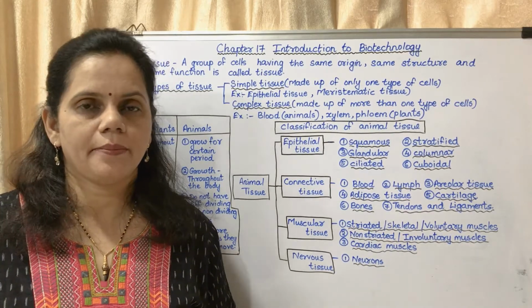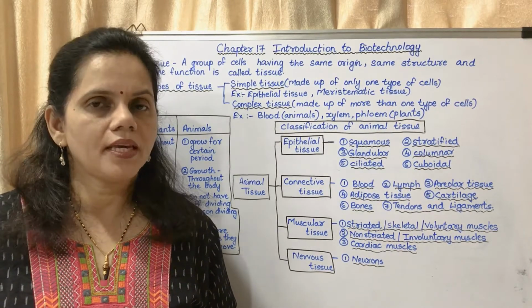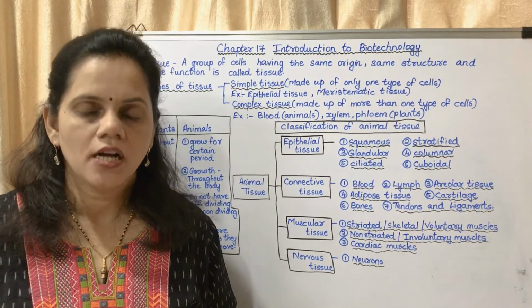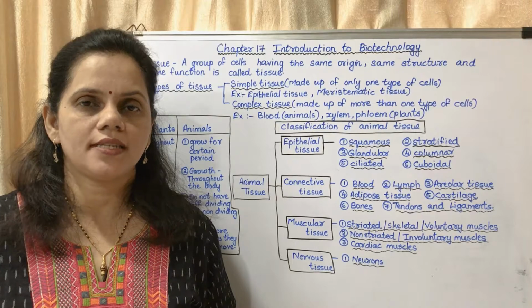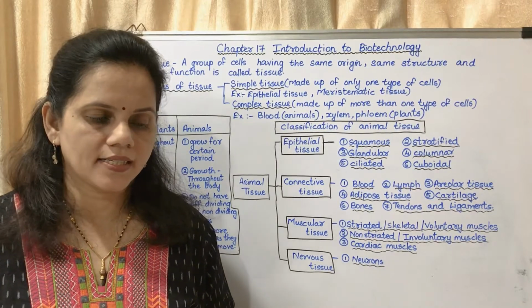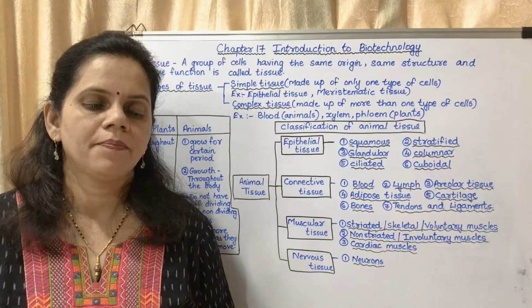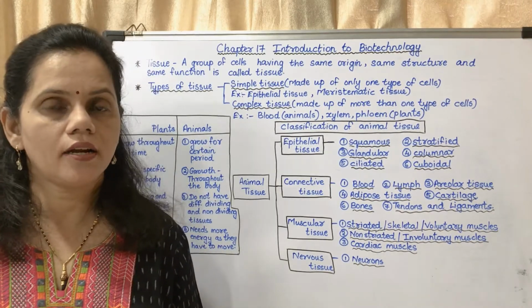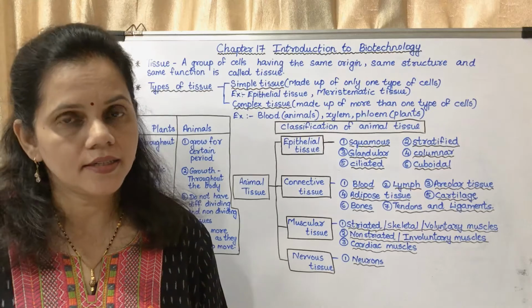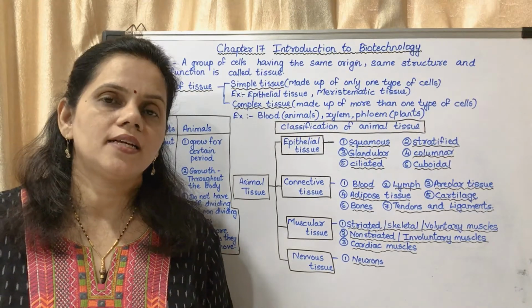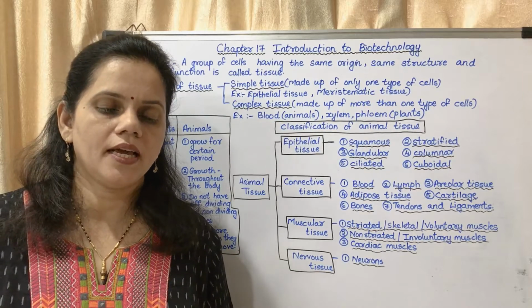Next is stratified epithelium. Strata means layer. I repeat, strata means layer. So stratified epithelium means there are layers of cells. You may see one above the other, there are several layers. The location is the outer layer of the skin. It should be thicker, isn't it? The outer layer should be thicker. So the outer layer is having stratified epithelium.